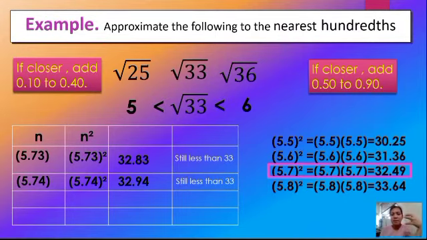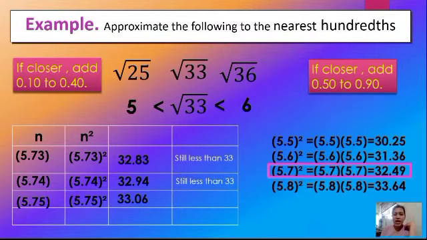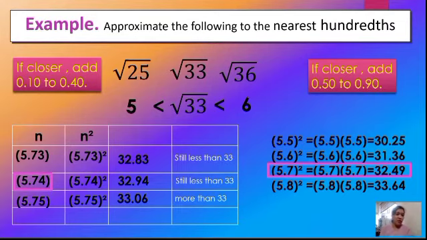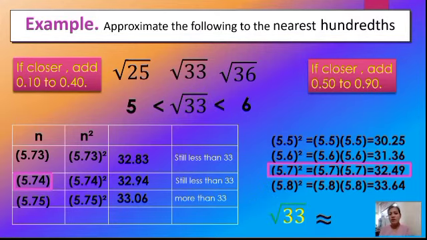So, what if dagdagan pa natin kung baka may eksaktong value pa. So, 5.75 times 5.75, you will get 33.06. So, yung 33.06 is greater pa rin. So, ibig sabihin, hindi siya yung possible approximate value. So, ang titignan natin ngayon is yung closest, which is 5.74. So, ibig sabihin, this means that square root of 33 is approximately equal to 5.74.